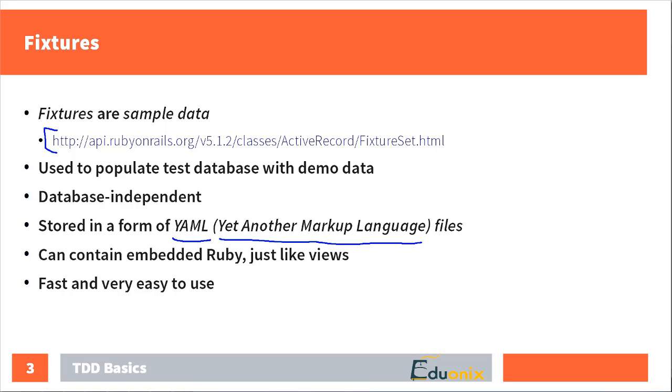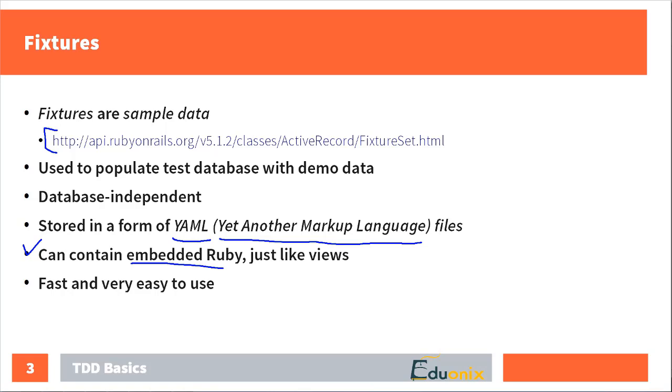And this format can contain embedded Ruby. So just like with views, you can utilize embedded Ruby to organize maybe a cycle and create not one but maybe, I don't know, 10 users in a cycle or something like that.